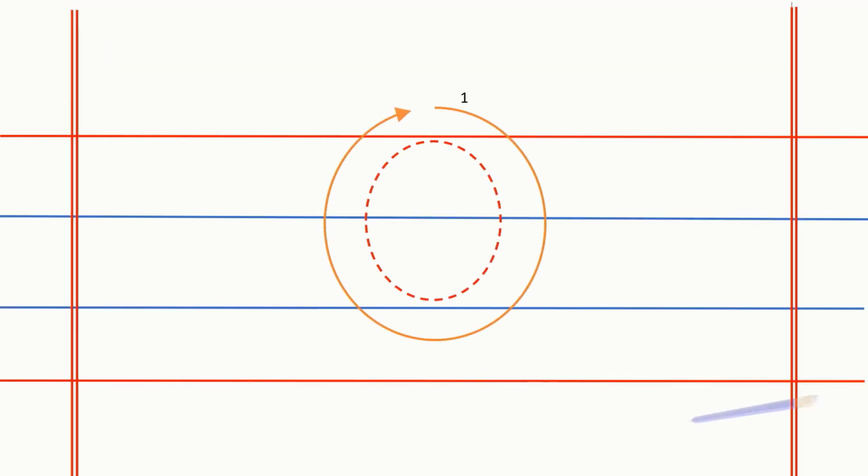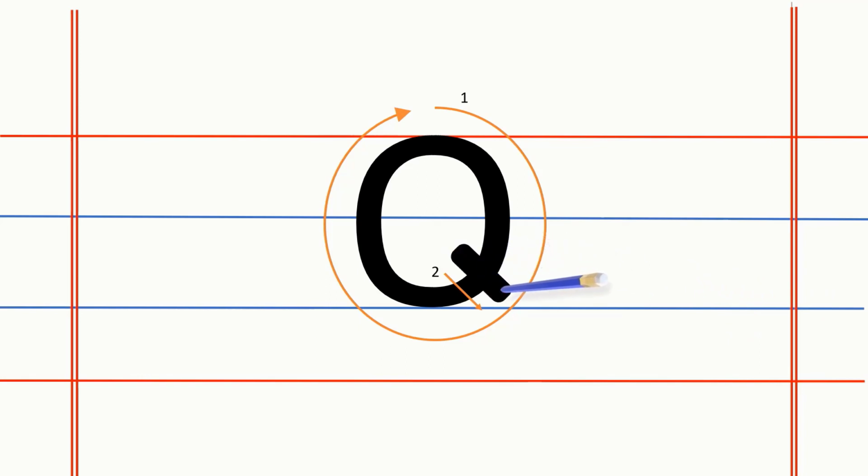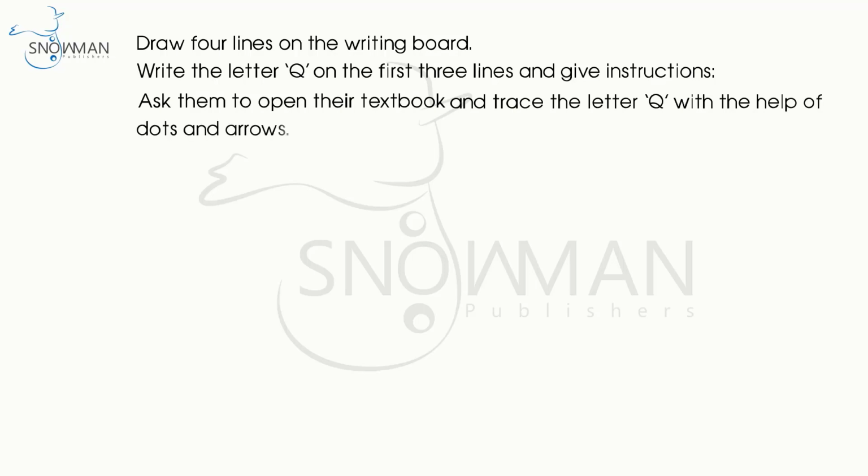Start from the red point. Draw a full circle. Now cross it on the right side. Ask them to open their textbook and trace the letter Q with the help of dots and arrows.